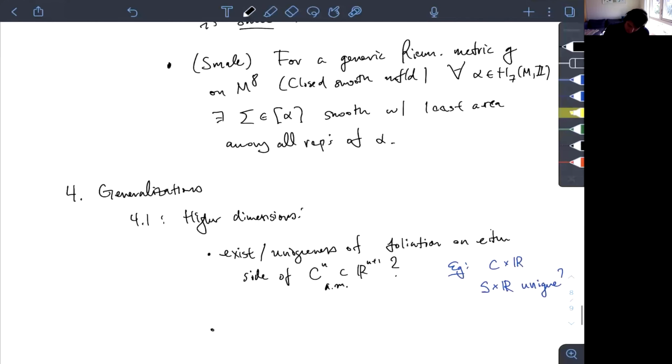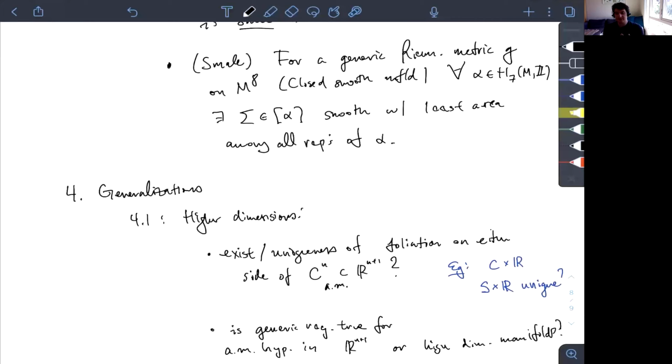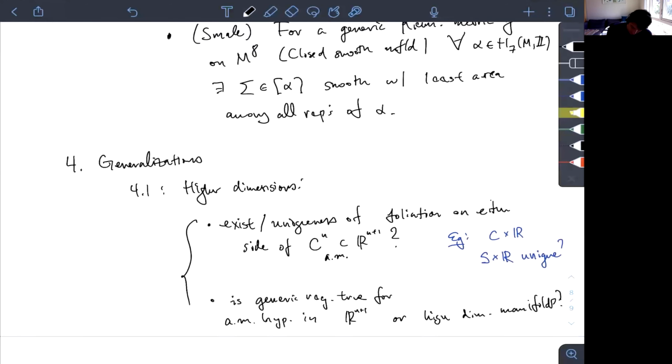And so even if you knew how to do this, I think that it wouldn't be quite enough to understand the true generic regularity, but you can ask, is there generic regularity for area minimizing hypersurfaces in R^(n+1) or higher dimensional manifolds. Right, so there's either the Hardt–Simon version where you consider the Plateau problem and wiggle the boundary, or there's the Smale version where you wiggle the metric. And I don't think that it's clear that the first result would necessarily imply the second result, but you can hope that the first result is at least a step in the right direction. But to the best of my knowledge, these two questions are largely open.